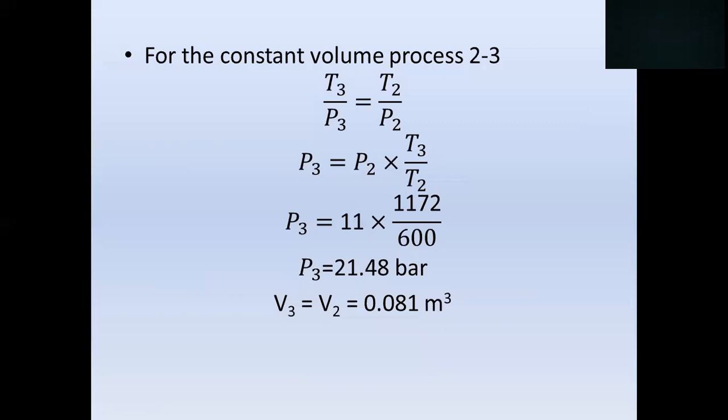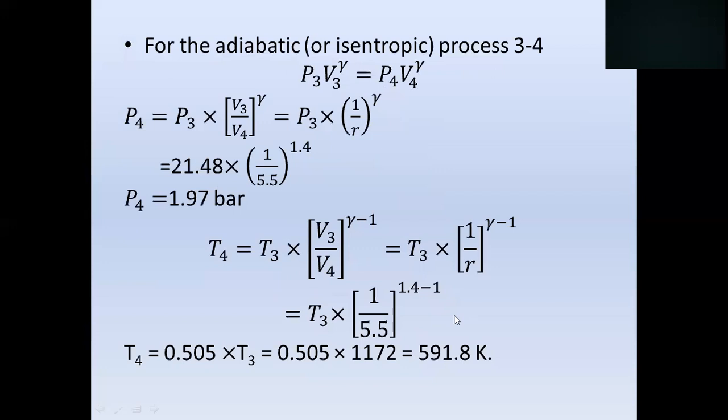So in a constant volume process, V2 and V3 value is same. So therefore V3 equal to V2 equal to 0.081 meter cube.